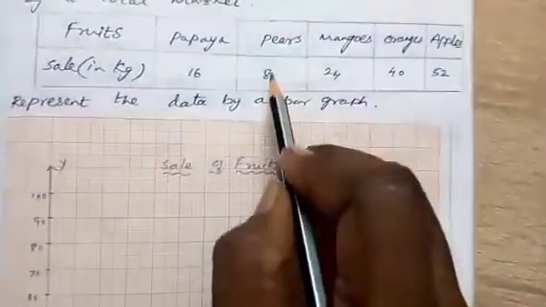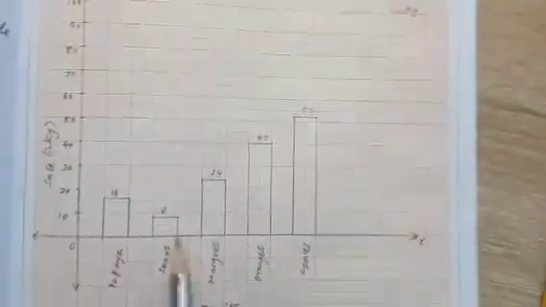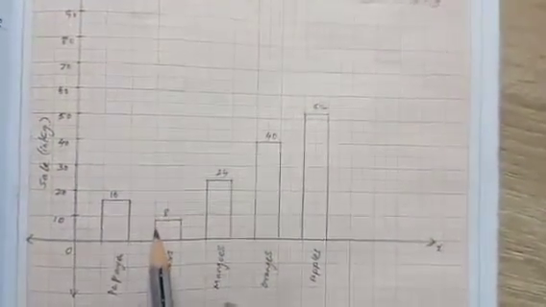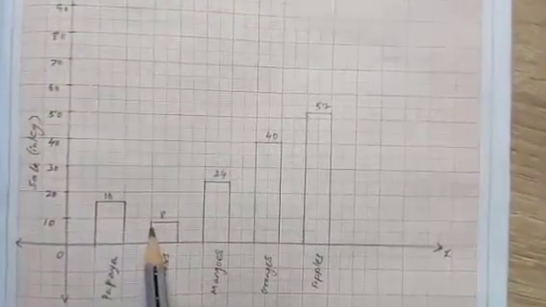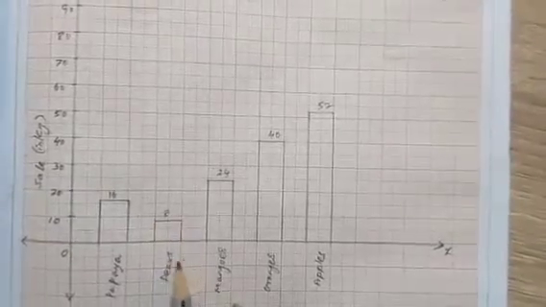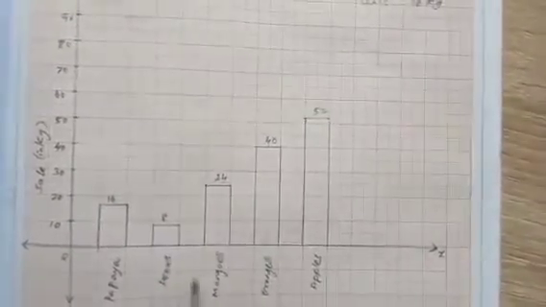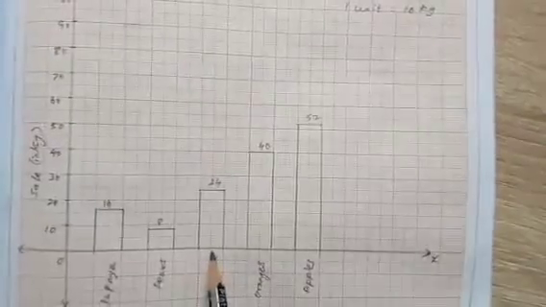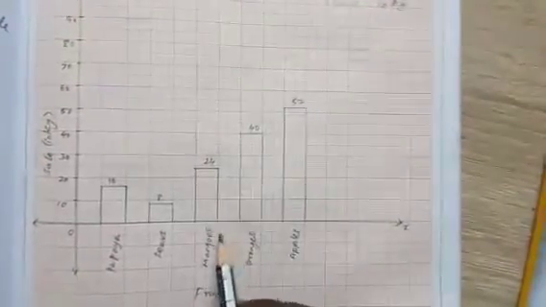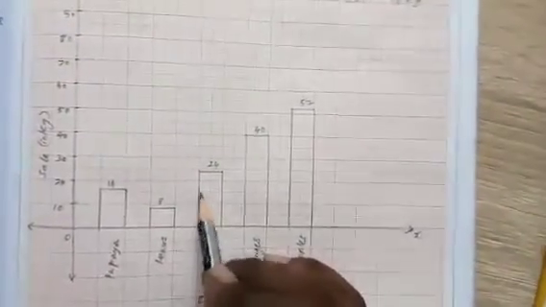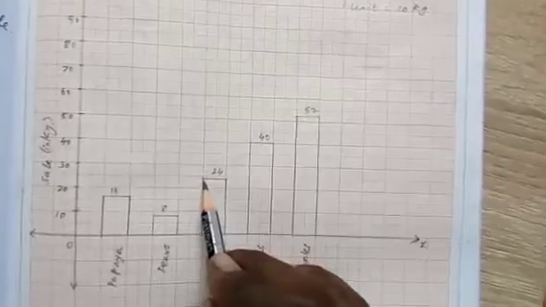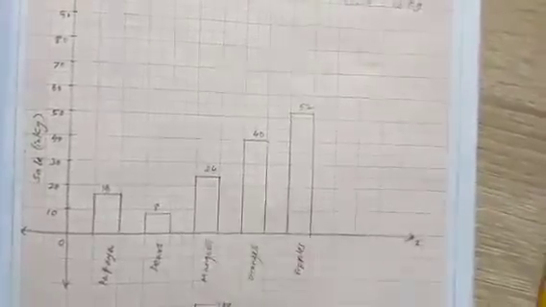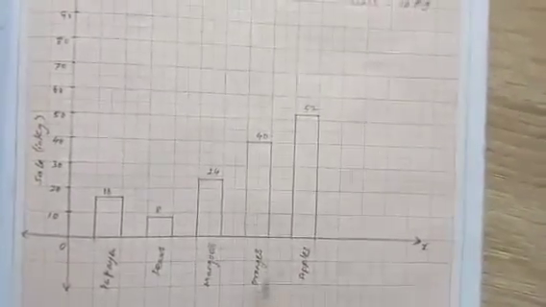The next one is pears, 8 kilogram in sale. So here pears 8 kilogram: 5, 6, 7, 8. The next one is mangoes. Mangoes is 24 kilogram. Draw the bar for mangoes at 24 kilogram: 10, 20, 21, 22, 23, 24.